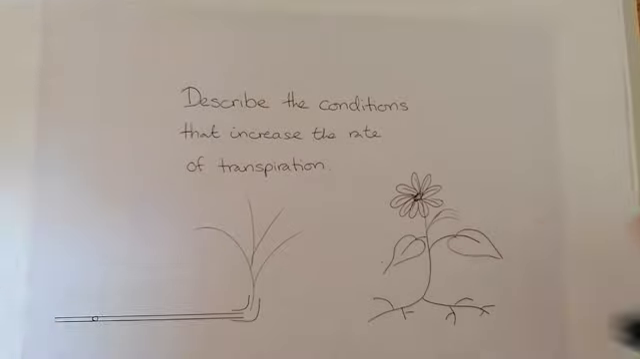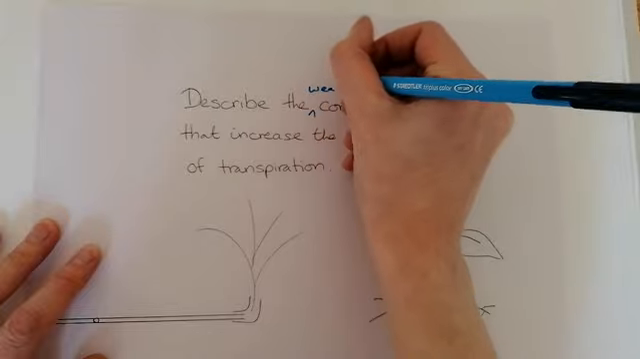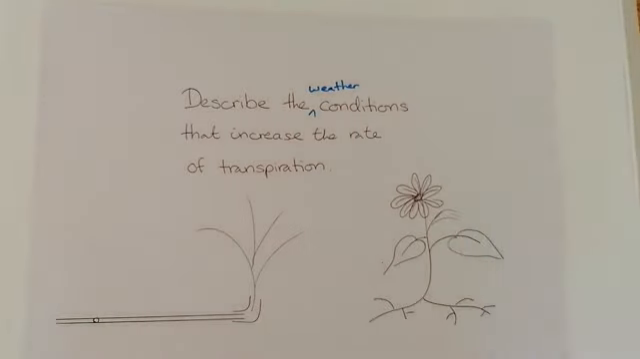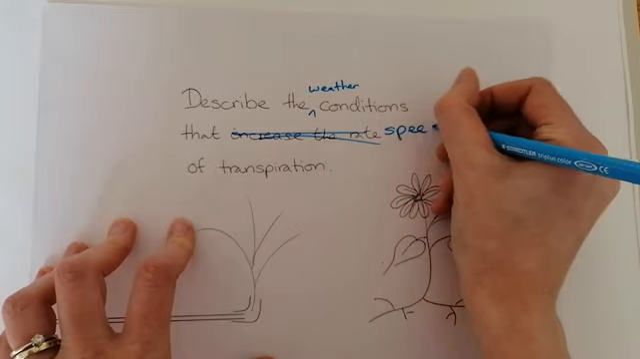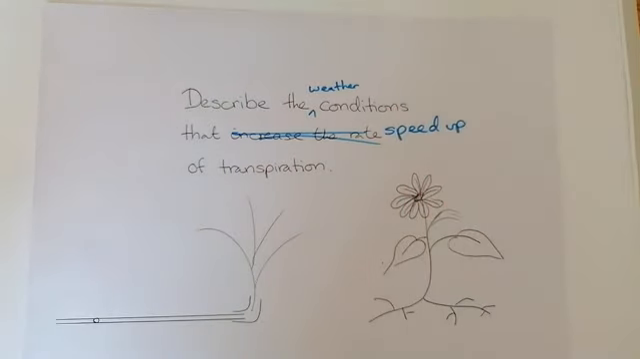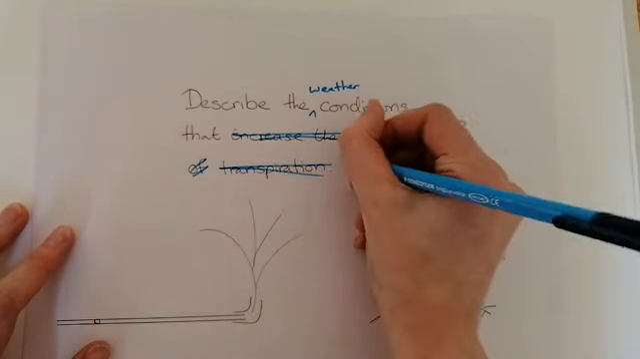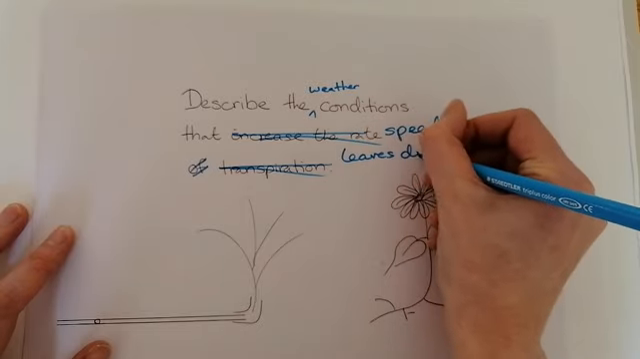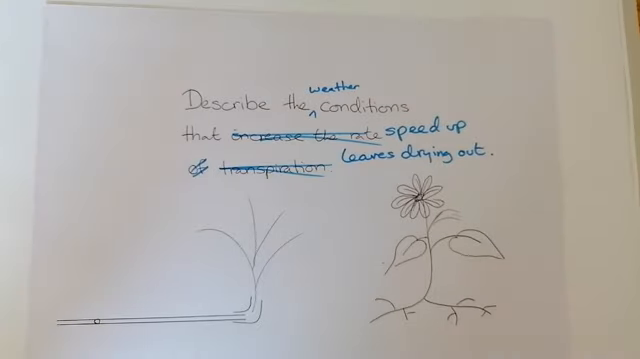So if we go back to where we were at the beginning, conditions, if we put a word in there and we write weather, so describe the weather conditions that increase the rate, so speed up, transpiration, leaves drying out. Describe the weather conditions that speed up leaves drying out. That question is suddenly a lot easier to understand.